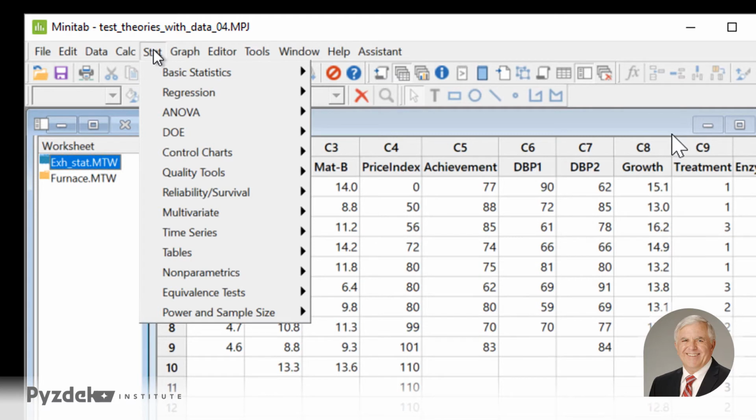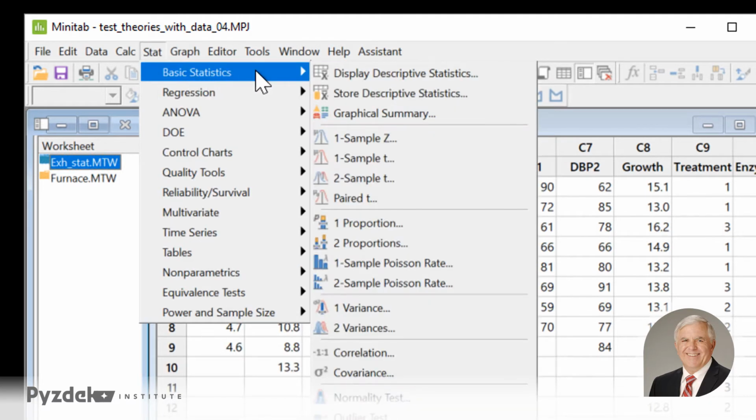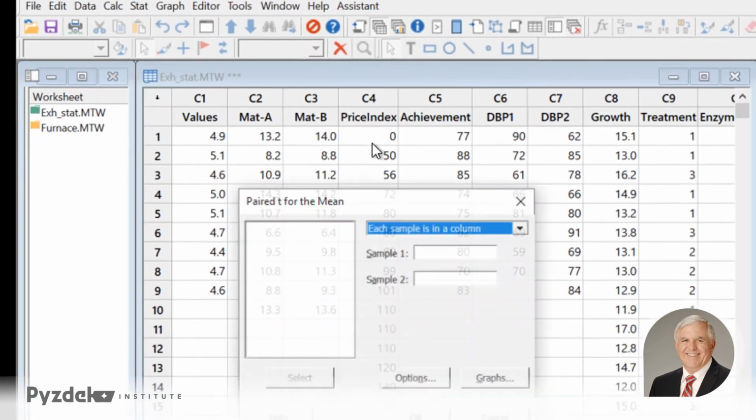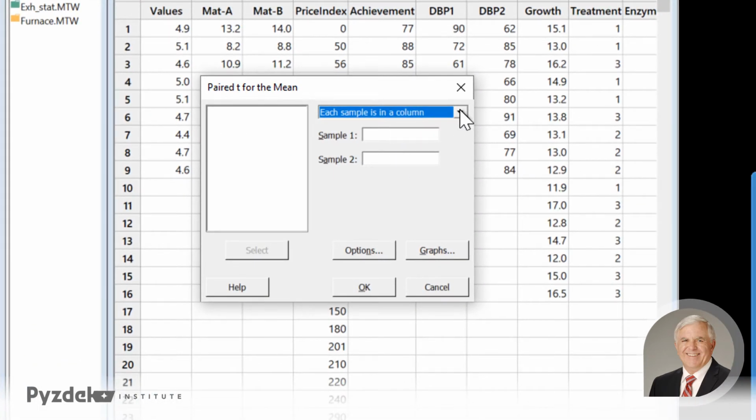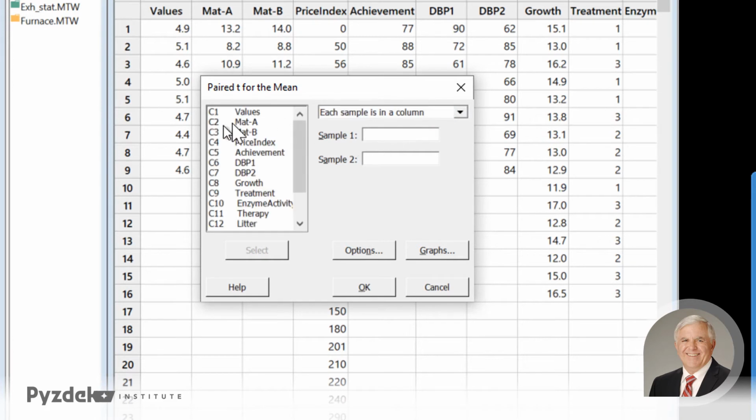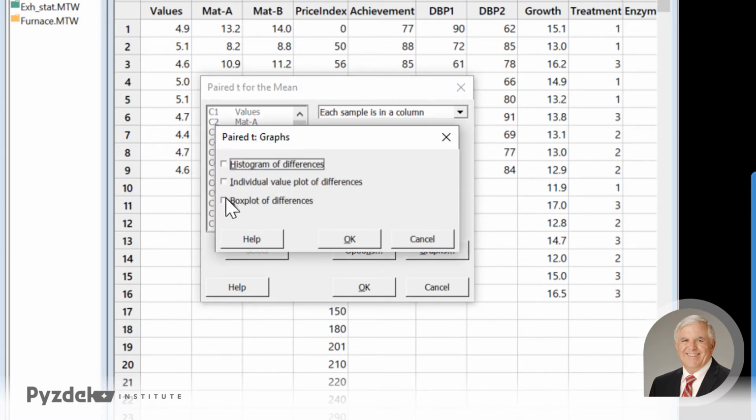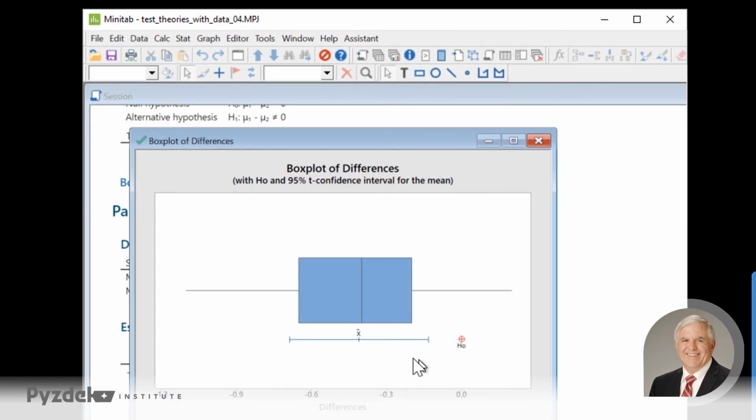So as usual, we go to Stat, and we also go to Basic Statistics again, and we find the option for Paired t. So what I have is each sample is in a different column. One column has the sample for material A, the other has data for material B, and let's just look at some graphs. I'd like to look at a box plot of the differences and see what it looks like graphically. And I'm going to click OK again.